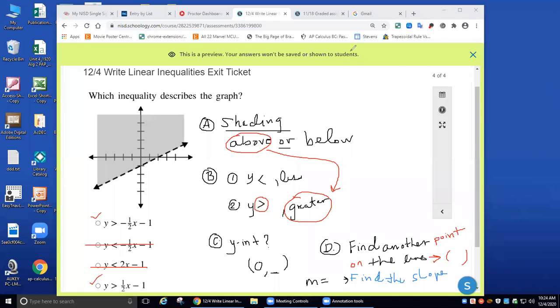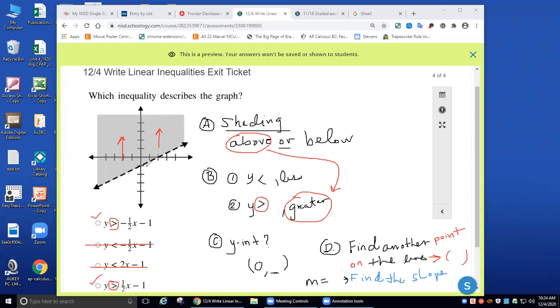Okay, so to reiterate what happened, we know the shading is above. That means it's greater. So therefore, it should be a symbol that says y is greater than. So on my screen, it's the first one and the second one that have the correct inequality direction. Okay, part C.